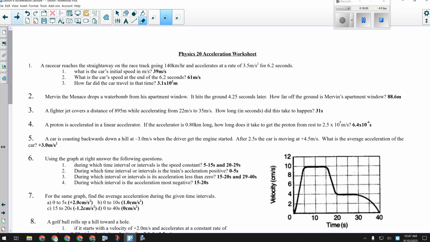Okay, I don't know how many of you have printed the workbook, but I want to do some of the problems from the workbook here for acceleration, because tomorrow we're going to do our lab. I've got those up here right now.